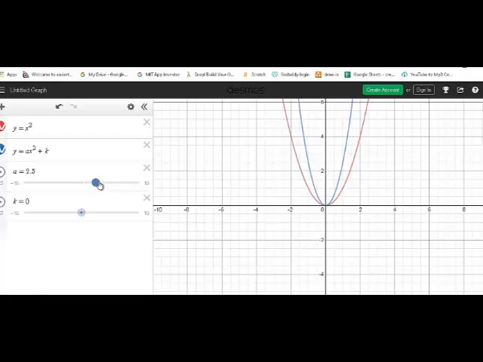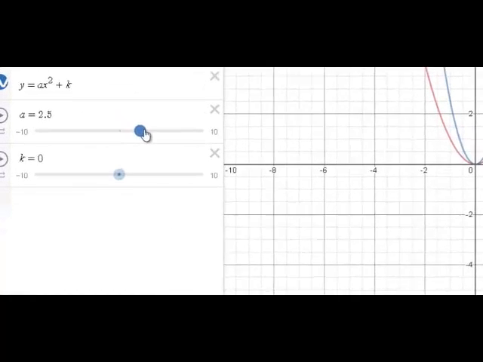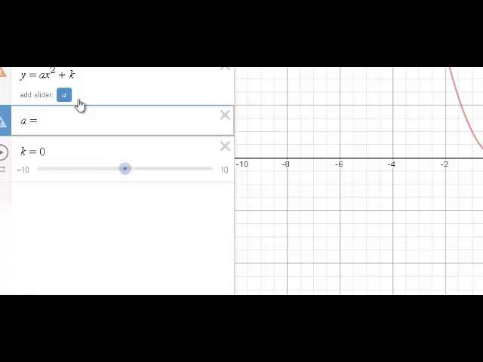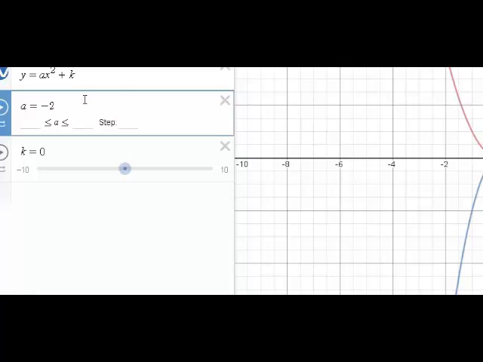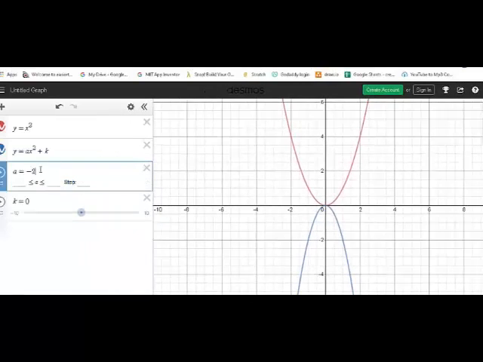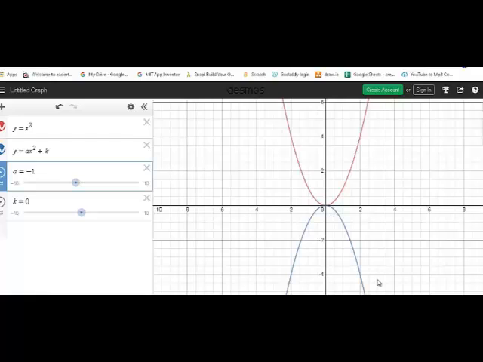What will happen if the value of a is, let's say, a negative number? Let's say negative 1 or negative 2. You can see that the graph of the base function is going to be flipped, or reflected upon the x-axis. If I change negative 2 to negative 1, you can see that this graph is a reflection of the base function.